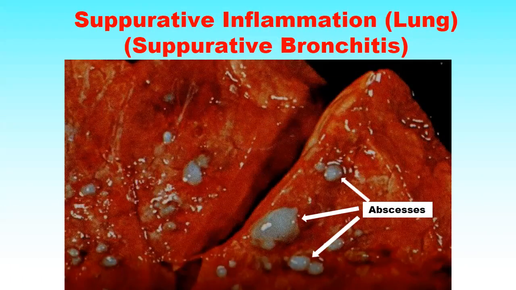This is suppurative or purulent inflammation of the lung with abscess formation, which is suppurative bronchitis. Multiple bacterial abscesses within the bronchi and bronchioles as a complication of bronchopneumonia with suppurative bronchitis appear as whitish yellowish collections of pus within the bronchi and bronchioles, as indicated by the arrows.